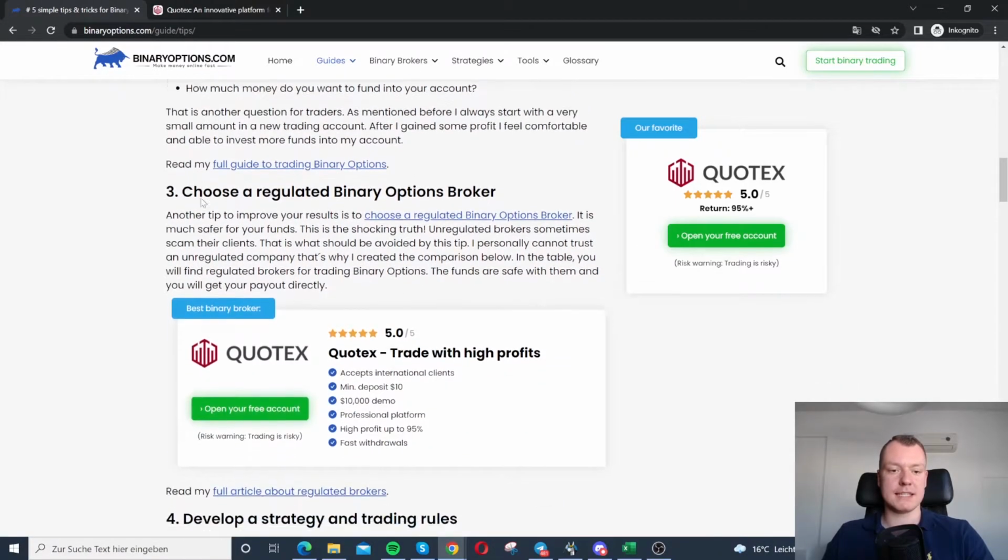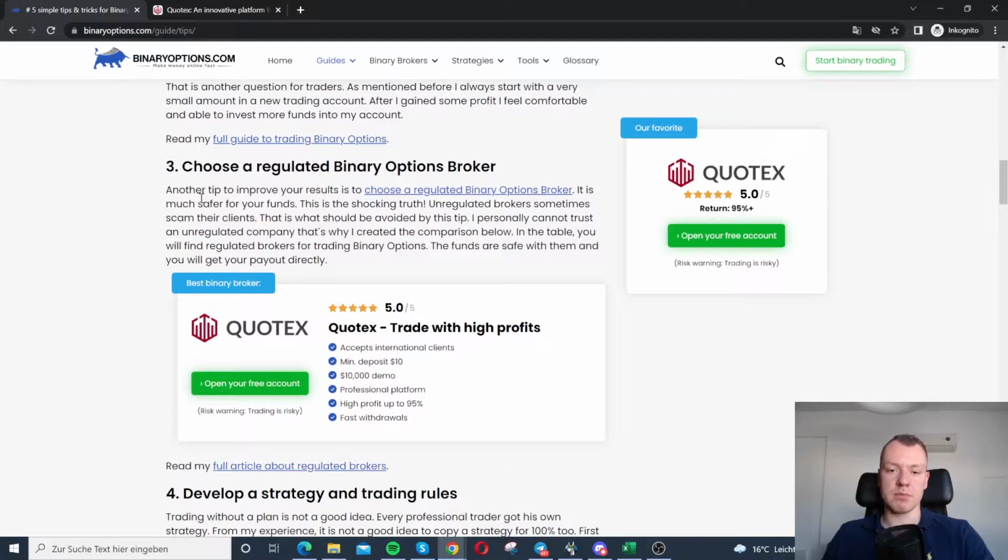The third one is choose a regulated binary options broker. You can also trade with unregulated brokers, but you should choose a broker which is very trustworthy and well known in the industry, because there are some smaller ones, some scammy brokers who want to steal your money, and you shouldn't use them for trading binary options. Choose the biggest binary options brokers in the industry.